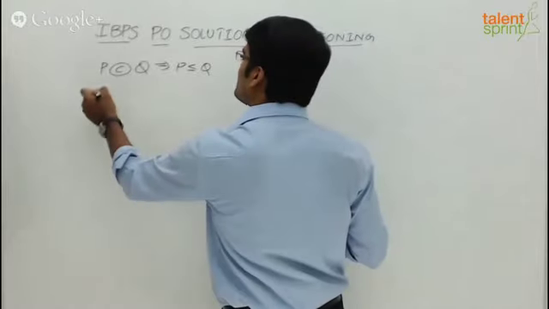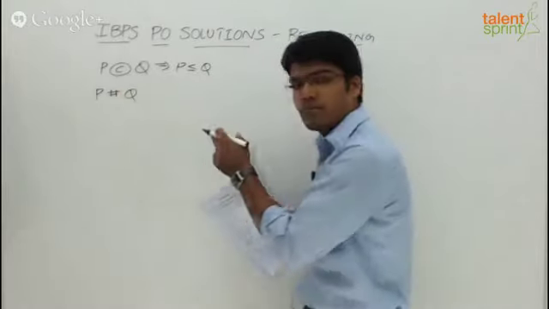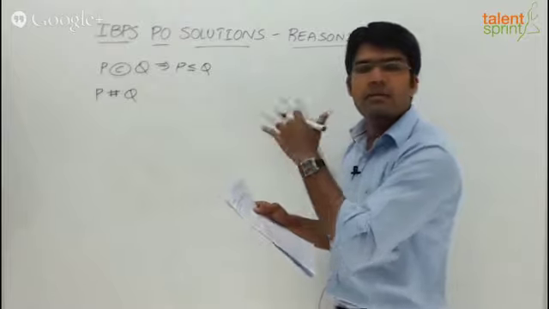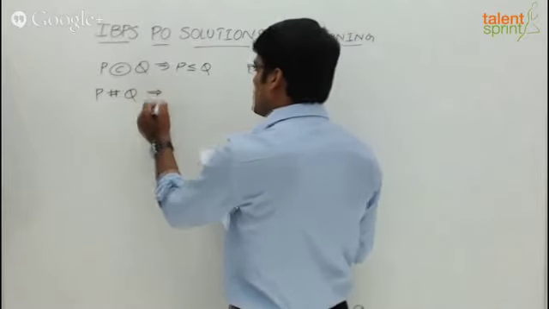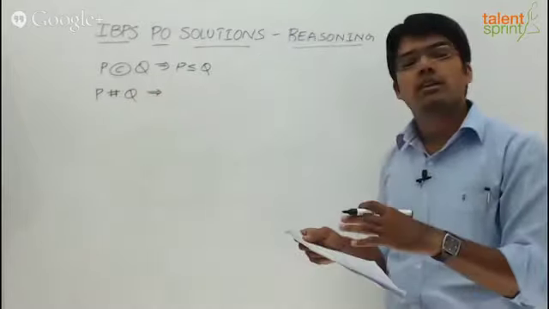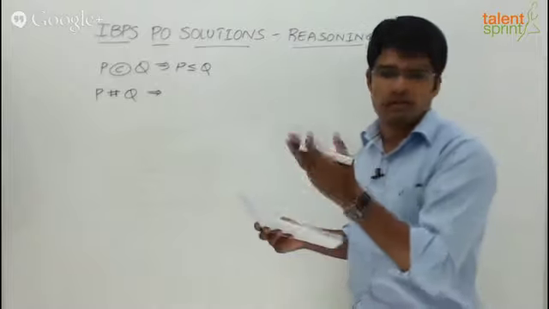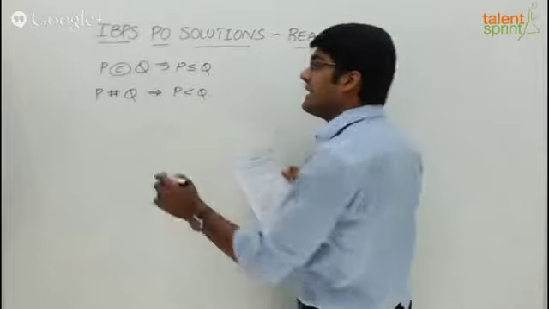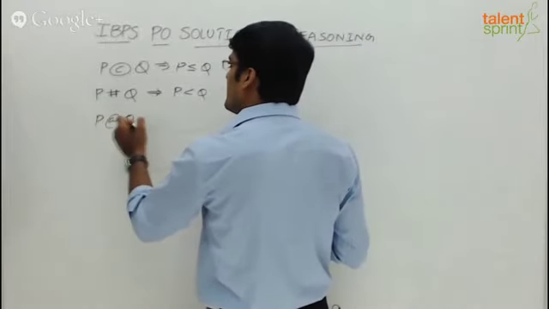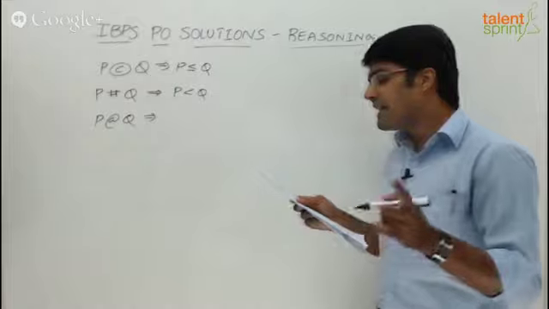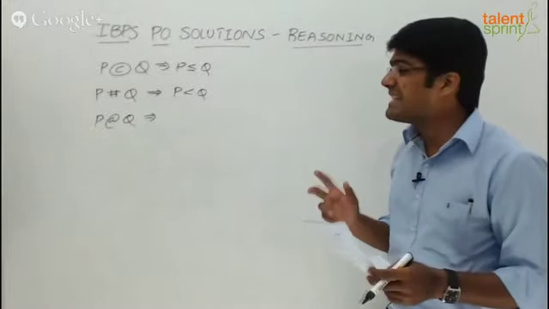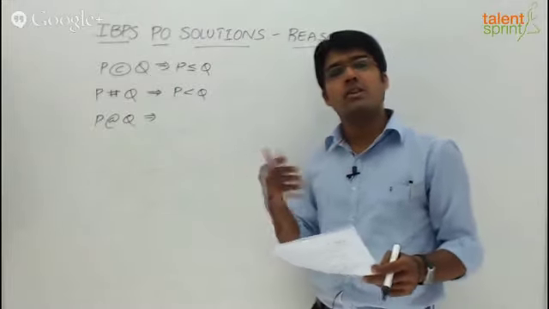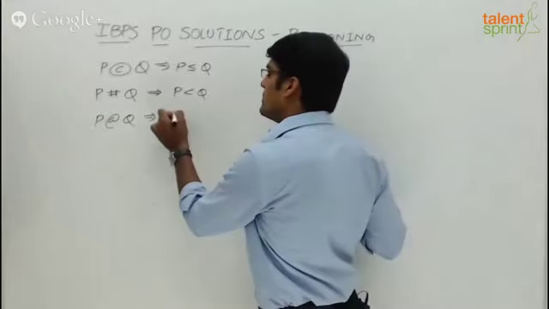Likewise, P hash Q. This is what you are supposed to do in the exam also. Read and understand the meaning of each of these symbols. So P hash Q means P is neither greater nor equal. Neither greater nor equal means smaller. So P less than Q. Then P at the rate Q. What is P at the rate Q? P at the rate Q means P is neither greater nor smaller. Now, if it is neither greater nor smaller, equal. P is equal to Q.